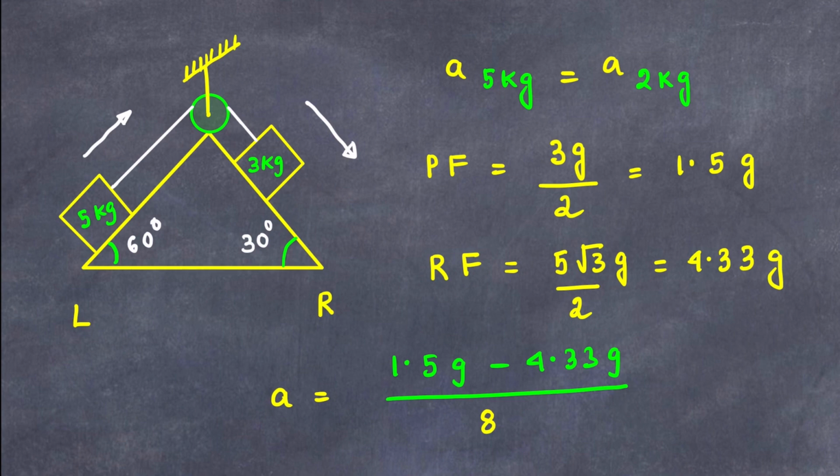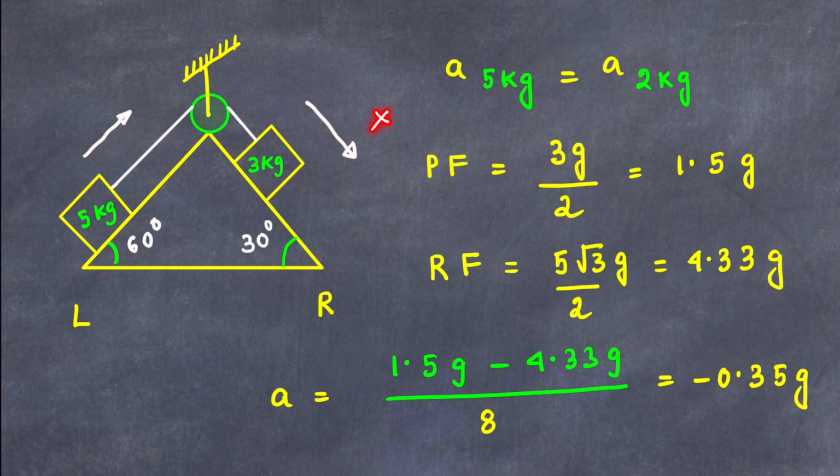So that means the acceleration will be minus 0.35 g. Now over here, see that the acceleration comes out to be minus 0.35 g. So that means the acceleration is negative. Whenever, in the case of different angles of the incline, the acceleration comes out to be negative, that means our initial assumption was wrong. What was our initial assumption? That the 3 kg will move downward and the 5 kg will move upward.